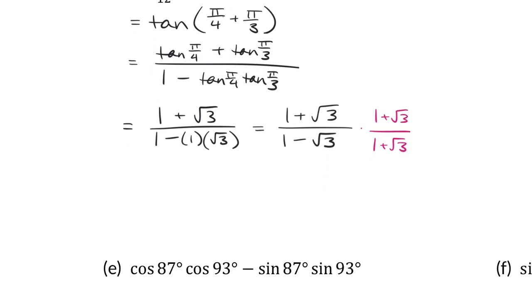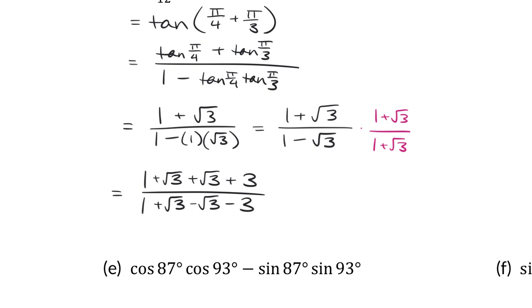When we multiply this, the top is going to expand kind of large because we're going to do 1 times 1, which is 1. 1 times square root 3, which is square root 3. Square root 3 times 1, which is square root 3. And square root 3 times square root 3, which is 3. I FOILed that. We FOIL the bottom. 1 times 1 is 1. 1 times square root 3 is positive square root 3. Negative square root 3 times 1 is negative square root 3. And negative square root 3 times square root 3 is negative 3.